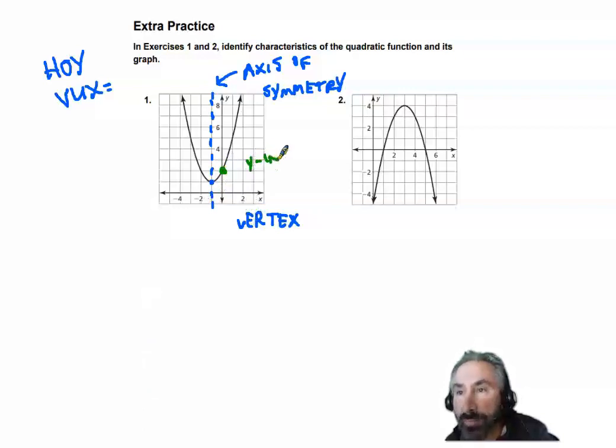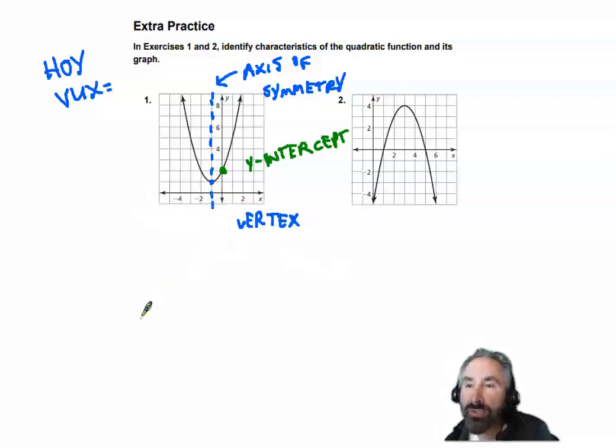I hope you remember that whenever your graph crosses the y-axis, that point is always called the y-intercept. We already saw that with linear equations. We'll see that again with other equations, but it's definitely true for quadratics. And what other fun things can we say about this?